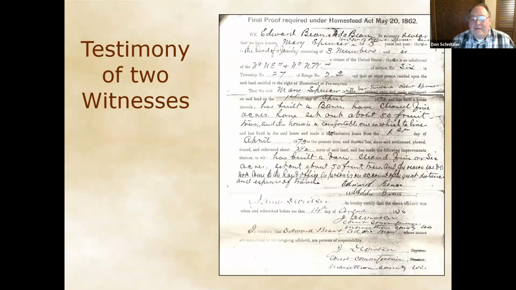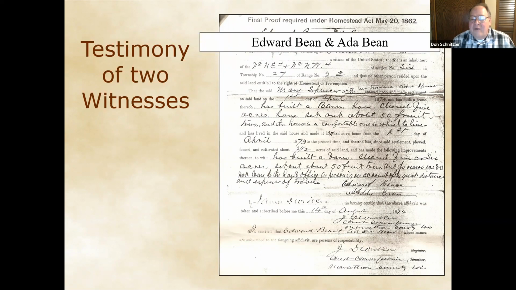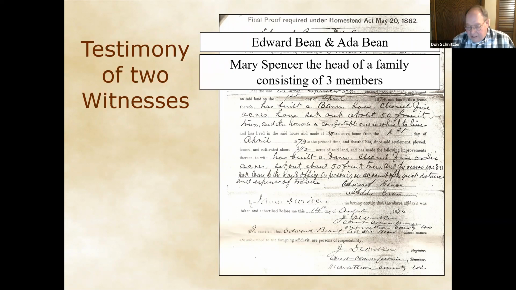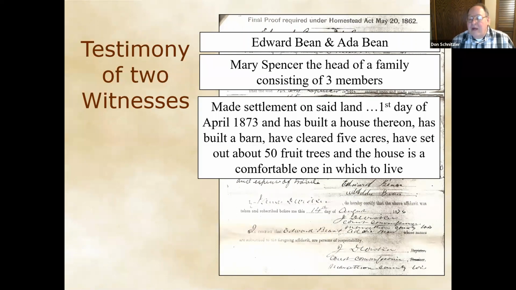And then again, the evidence of 2 witnesses. In this case, they had Edward and Addie Bean, and they said that Mary was the head of the household, consisting of 3 members, the 3 youngest children, Carrie, William, and Eliza, and that they made settlement on the land the 1st day of April, 1873, and there's a house built on it. It has a barn. They've cleared 5 acres and set out about 50 fruit trees, and the house is a comfortable one in which to live.